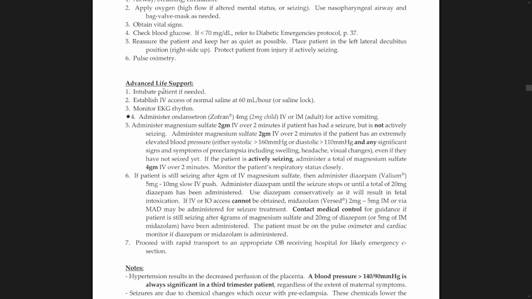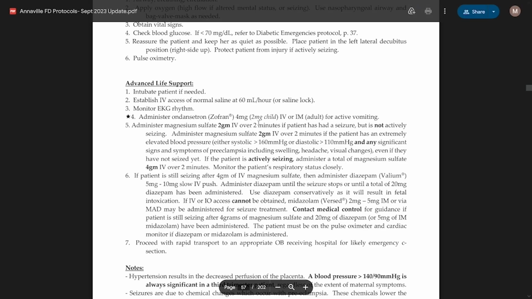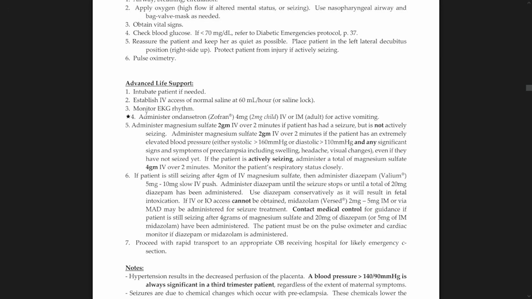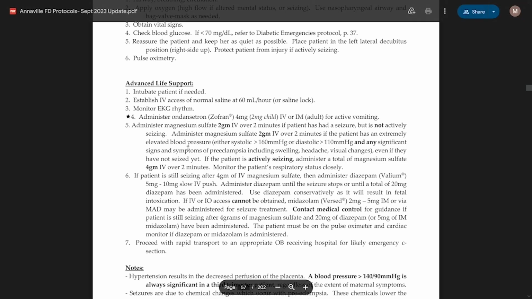For ALS or advanced life support, intubate the patient if needed. Establish an IV access of normal saline at 60 milliliters per hour or saline lock. Monitor the EKG rhythm. Go ahead and get a 12 lead on them. Administer Zofran 4 milligrams or 2 milligrams for a child, IV or IM, for active vomiting.